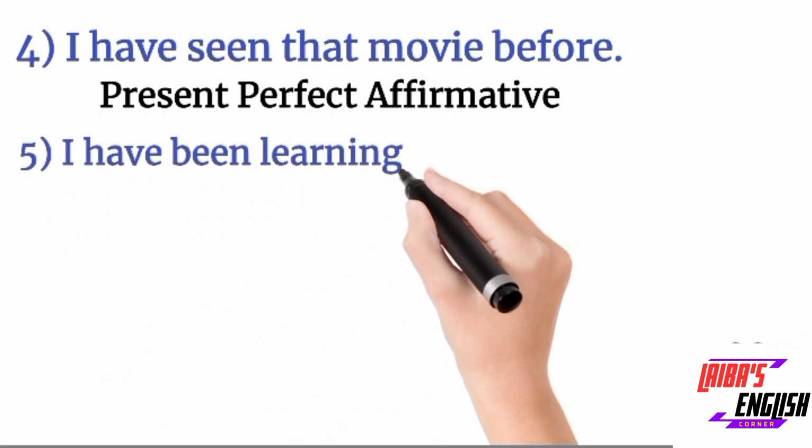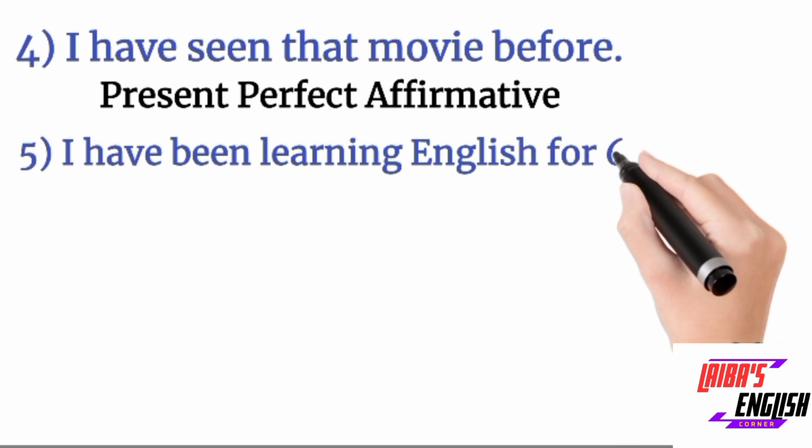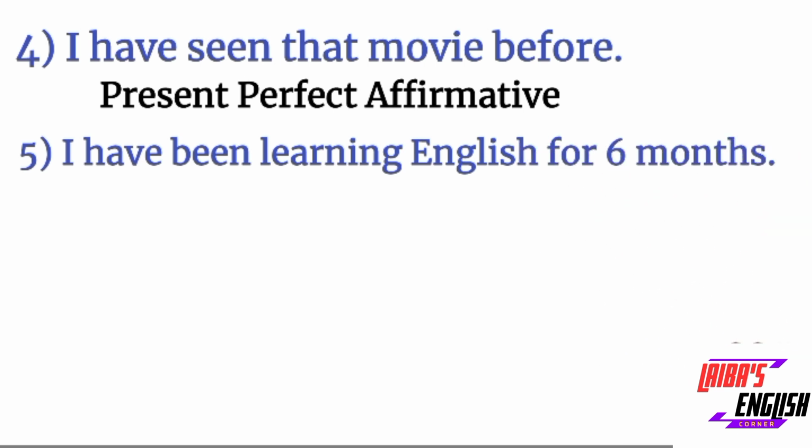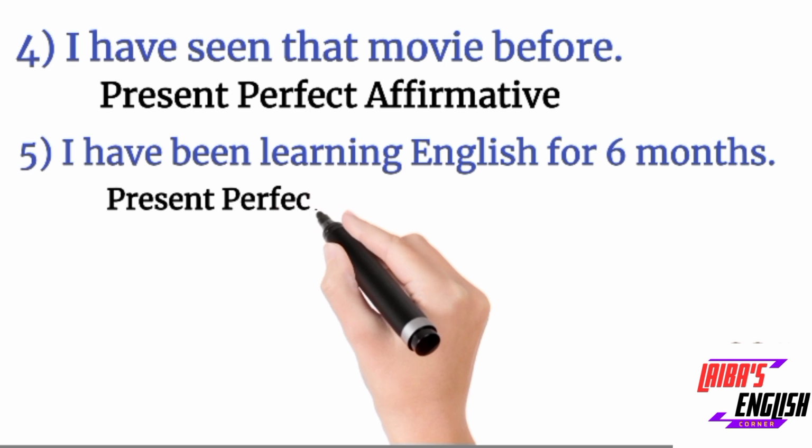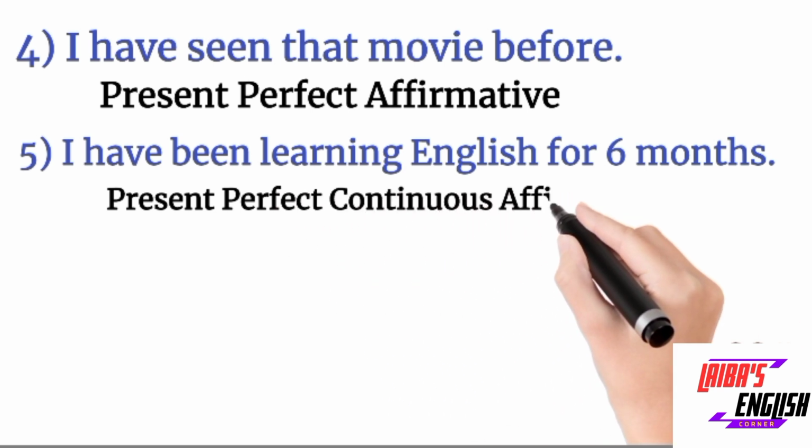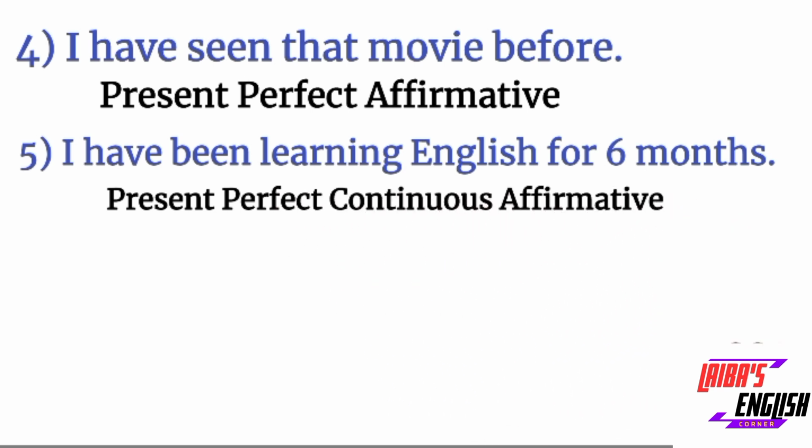Fifth example is: I have been learning English for 6 months. So here we are using have, and with have we are using been. So whenever we use been, it is perfect continuous. So the answer is present perfect continuous tense, and it is affirmative, not negative or interrogative.